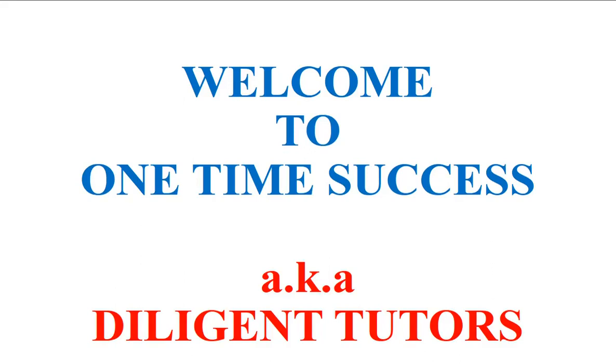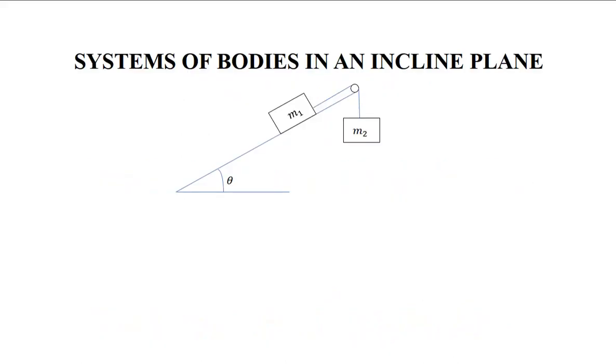Today's class is the last class in our frictional force series. In today's class, we will be dealing with system of bodies on an inclined plane. That is, we have a system such as shown. We have a system of mass M1 resting on an inclined plane and mass M2 hanging freely from the plane. Then we have the angle of inclination of the inclined plane.